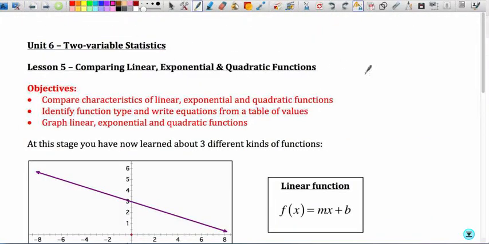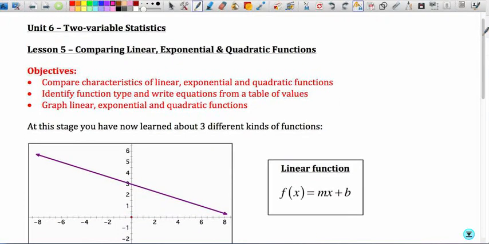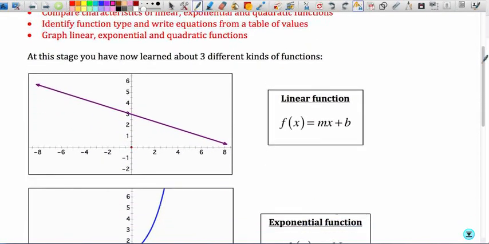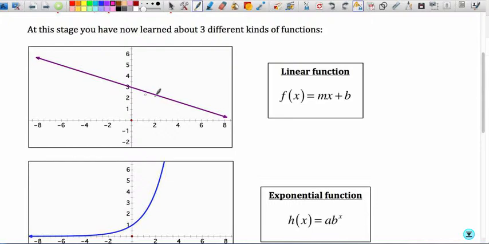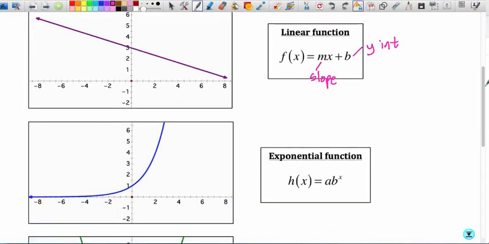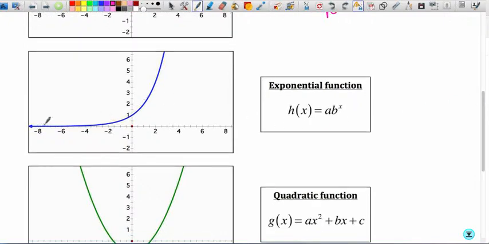Okay, so a quick review of some of the characteristics of our functions. This, of course, is a line. It is a linear function, and the form that it takes is mx plus b. M is our slope, and b is our y-intercept. Those are the two things we would have to find in order to find the equation of a line. Exponential functions are asymptotic, so they approach, get infinitely close to the x-axis but never touch.